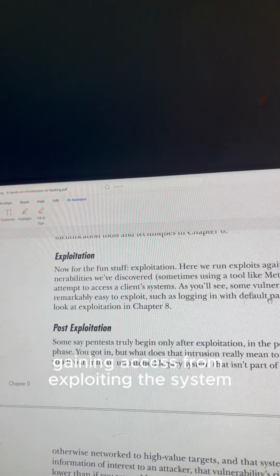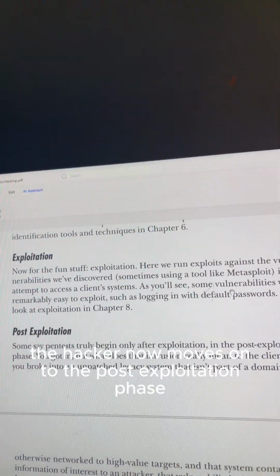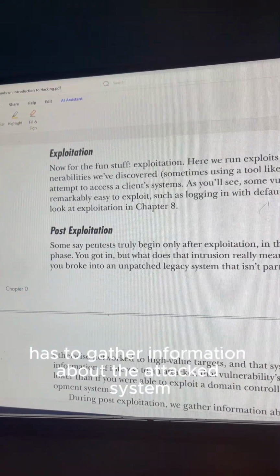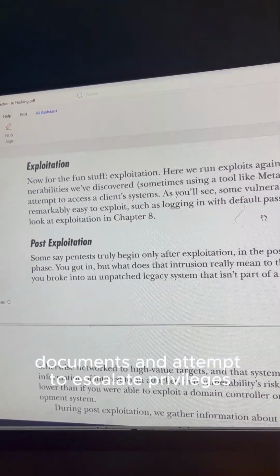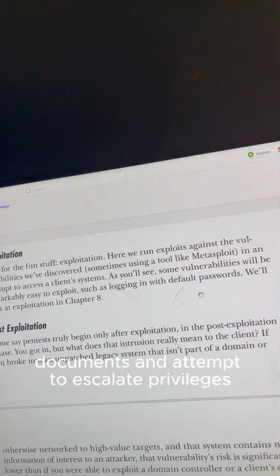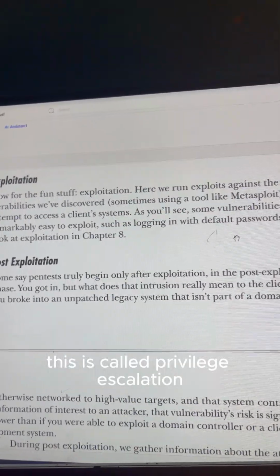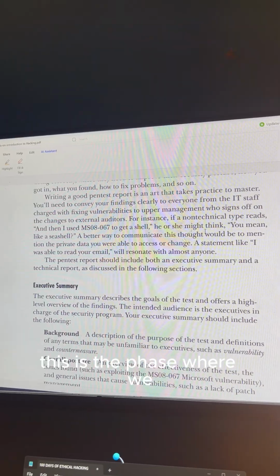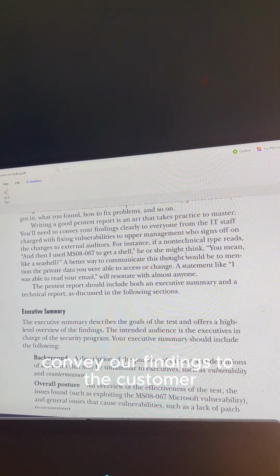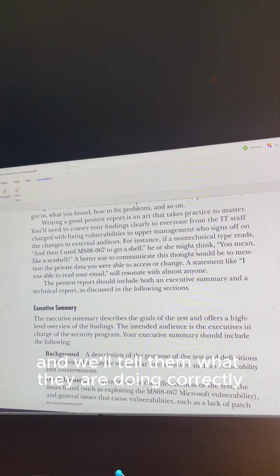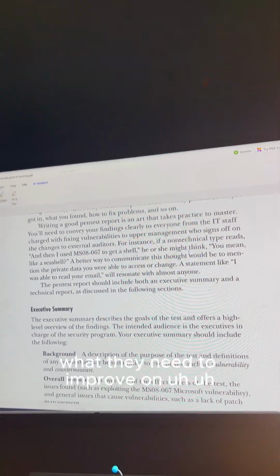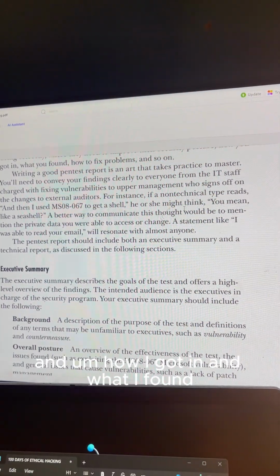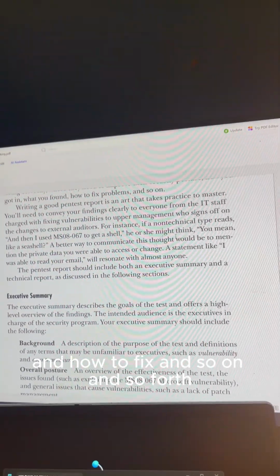Having gained access from exploiting the system, the hacker now moves on to the post-exploitation phase, where the hacker has to gather information about the attacked system, look for interesting files, documents, and attempt to escalate privileges. This is called privilege escalation. Finally, we have the reporting phase. This is the phase where we convey our findings to the customer in a meaningful way, of course, and we'll tell them what they are doing correctly, what they need to improve on, how I got in and what I found and how to fix it, and so on and so forth.